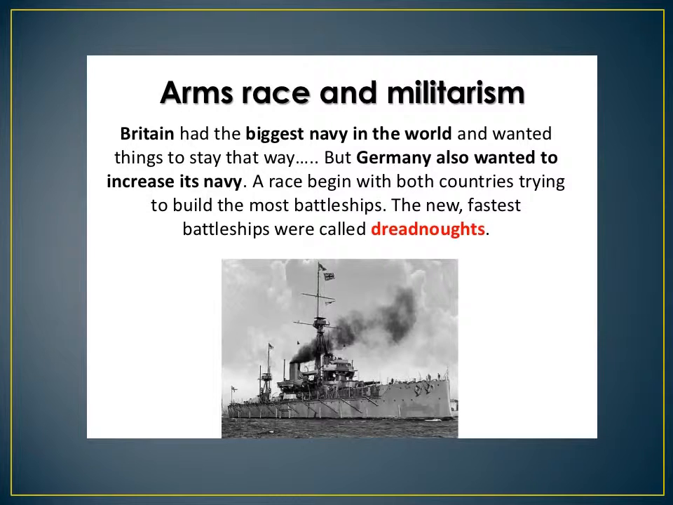And again, especially in the area of the Navy, it was Britain and Germany kind of battling it out for who would have the biggest and the baddest Navy going on. And the new ships that were built at the time were called dreadnoughts, and there's a picture there of one.